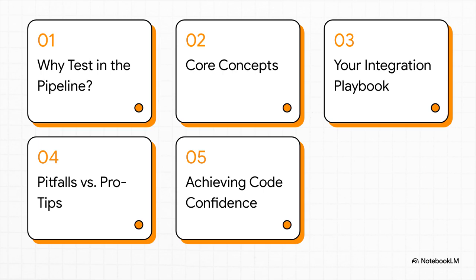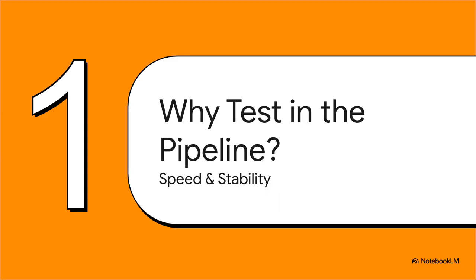First, we'll dig into the why, like what's the real business value here? Then, we'll get on the same page with the language of automation. After that, I'll walk you through a practical, step-by-step playbook, and we'll even cover some common mistakes to watch out for. By the end of this, you'll see how it all clicks together to build that one thing every developer craves: total code confidence. All right, let's dive right in.